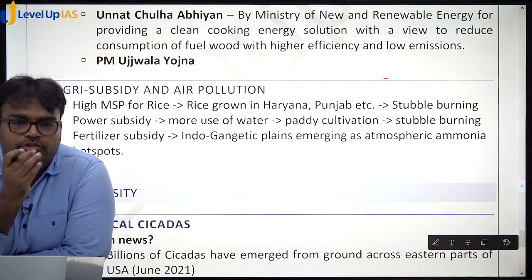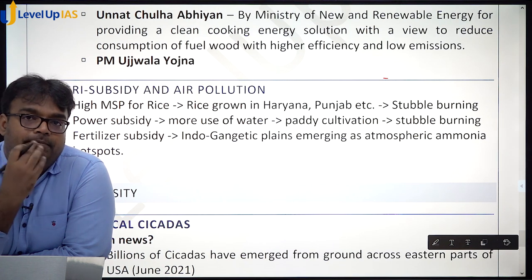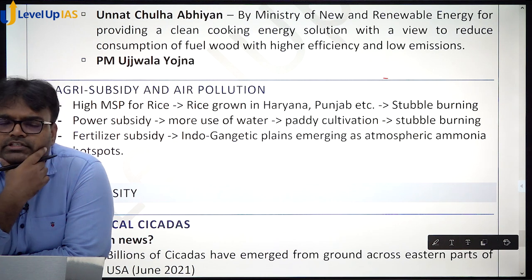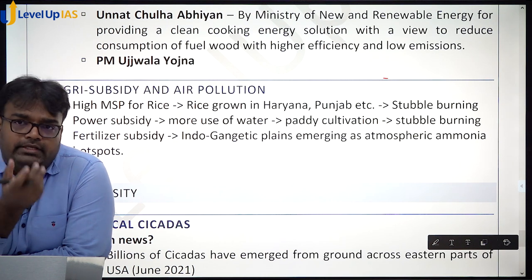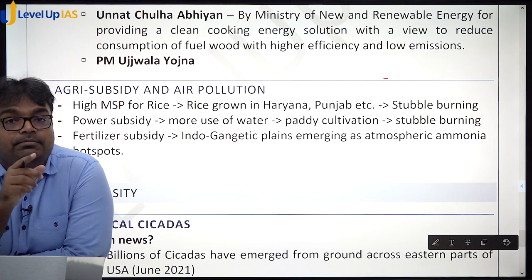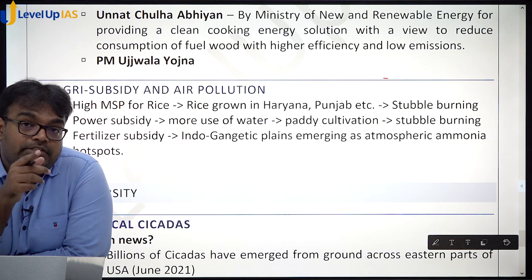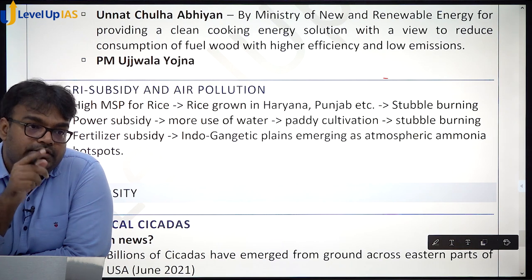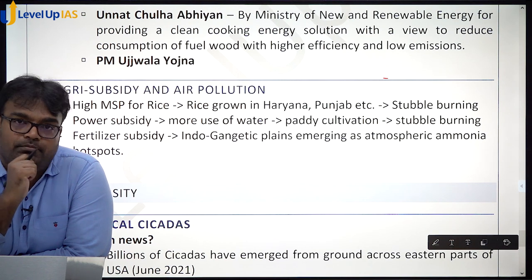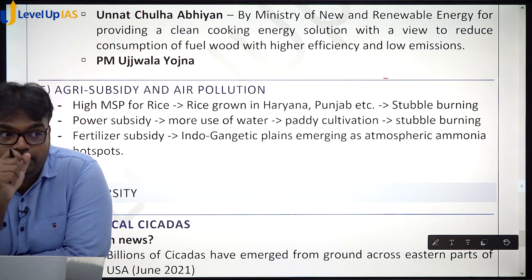Rice is not something that was suitable for that region, but because of high MSP being available and irrigation facilities being available, they moved to rice. So other than the fact that the rice crop itself can be a methane producer, the rice crop has also led to stubble burning. It is the rice crop stubble which burns in October, November, December and causes air pollution. So you can understand how MSP is causing air pollution.